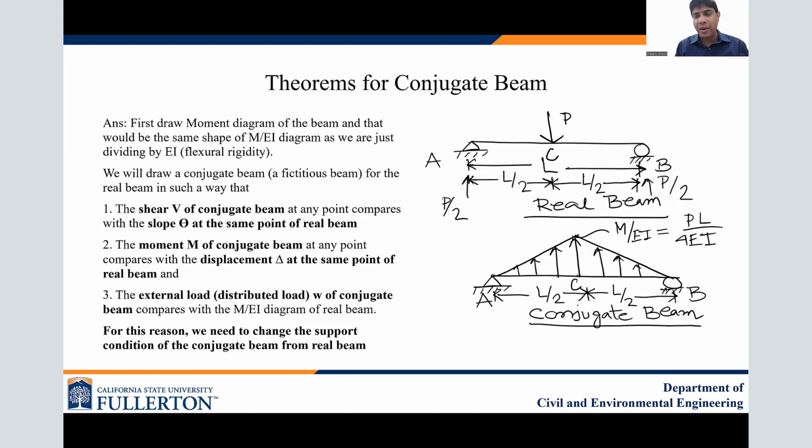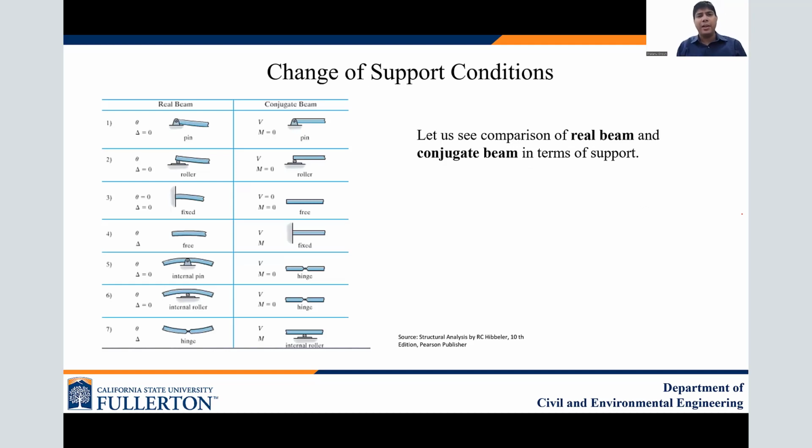So how do we change the support and how does it work? We need to do this very carefully. Before going into the support change conditions, just make sure that the loading in the bottom picture is W equals PL over 4EI. Once you have that, it is time to change the support condition. Here is a table which gives guidance to change the support condition. See very carefully how we can compare the support of the real beam versus the conjugate beam. There are 7 conditions.